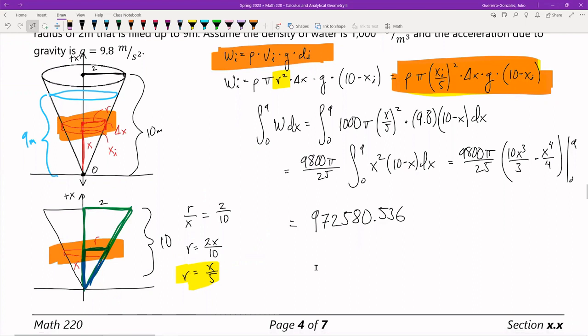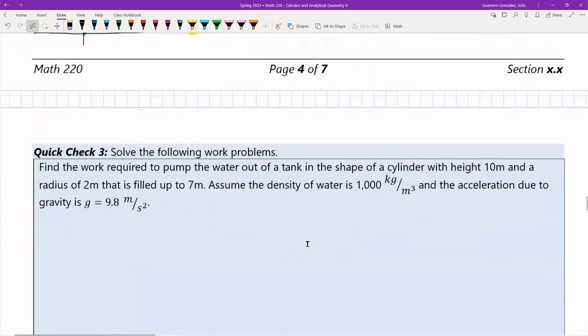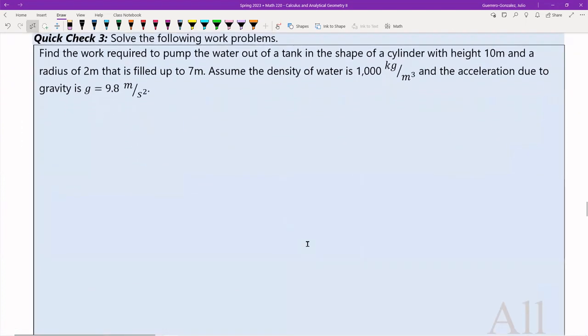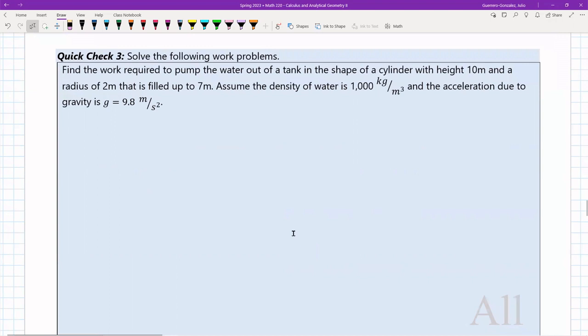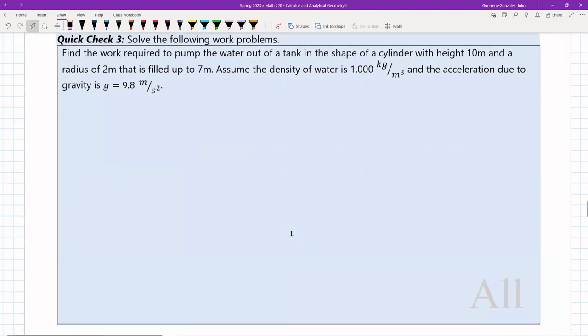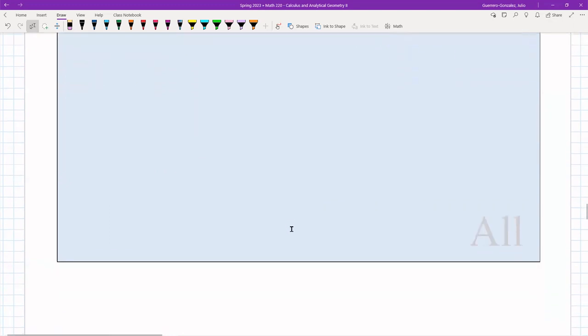The next thing that's up is a quick check. This one is pretty similar to the construction of the one from right before. And this one's for everybody, so the whole entire class is going to be working on the same problem. And that's completely okay. Besides that, I think I am done.